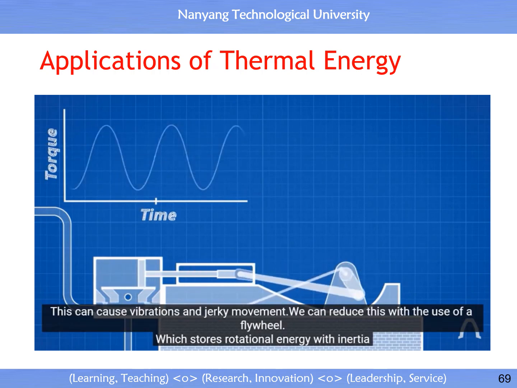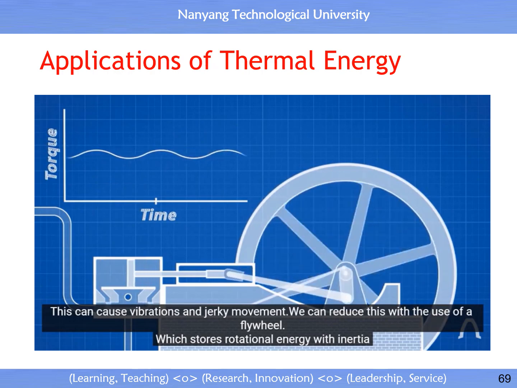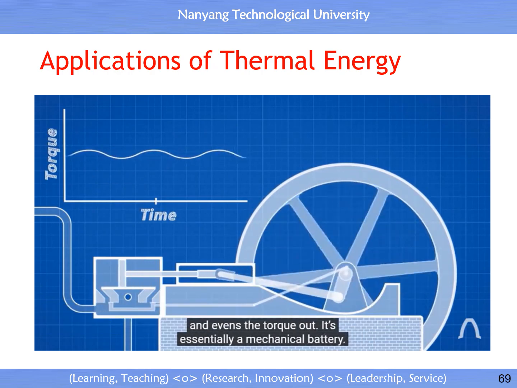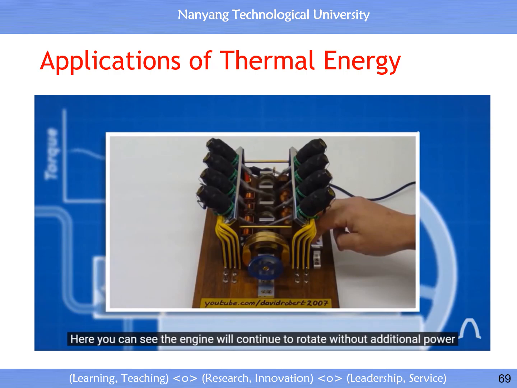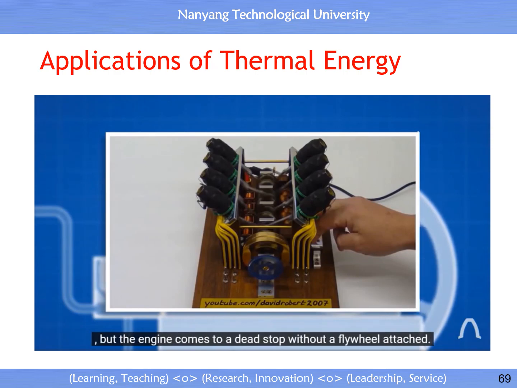We can reduce this with the use of a flywheel, which stores rotational energy with inertia and evens the torque out. It's essentially a mechanical battery. David Robert demonstrates this beautifully with the V8 solenoid engine of his own creation. Here you can see the engine will continue to rotate without additional power, but the engine comes to a dead stop without a flywheel attached.